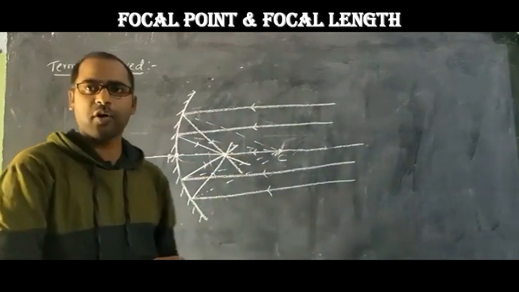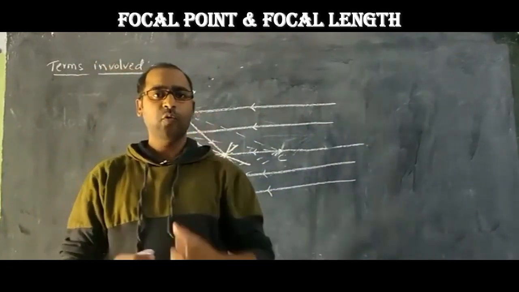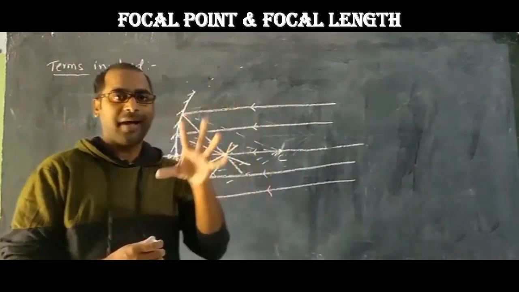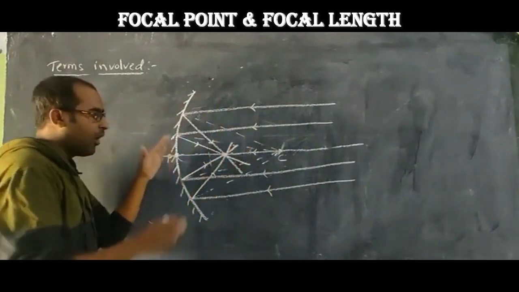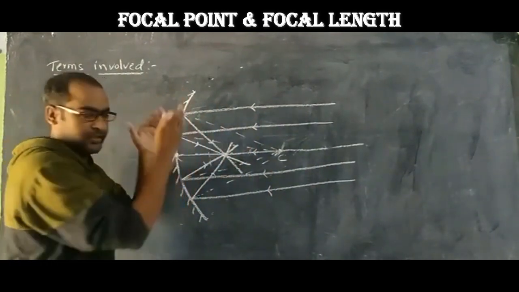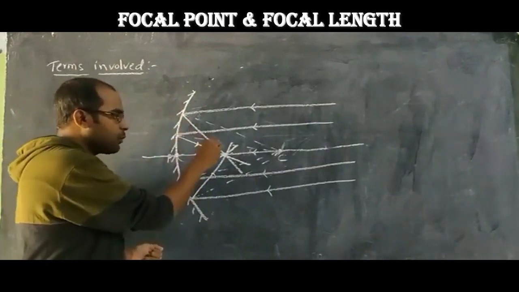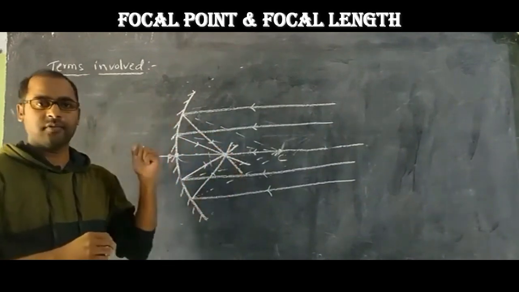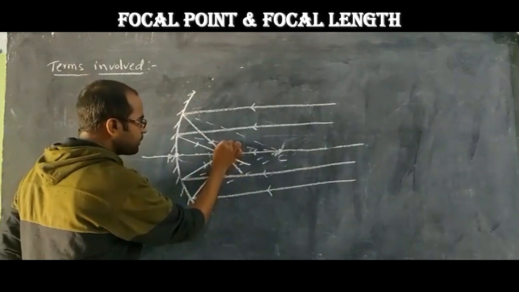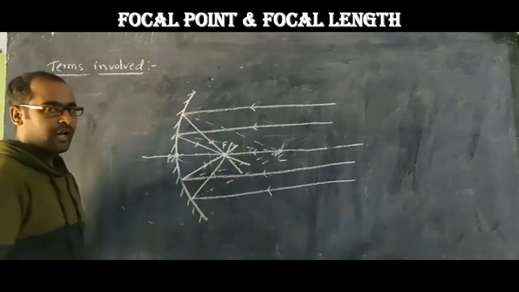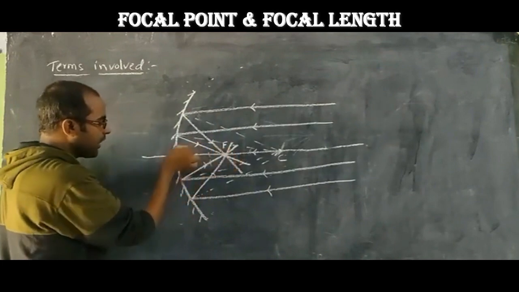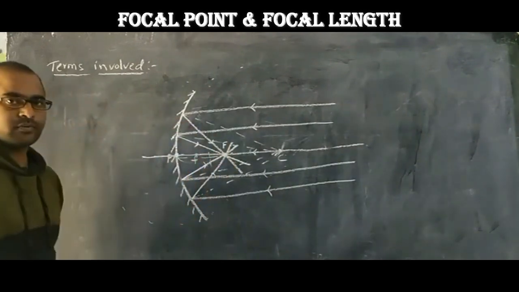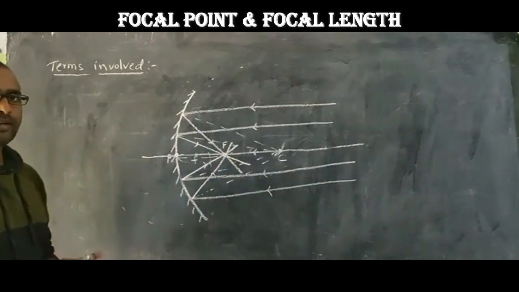So how can we define focal point or focus? Whenever the rays which are parallel to the principal axis are falling on the mirror, after reflection they converge to a point. That point is called a focus or principal focus or focal point, right? This focal point is represented by capital F, and the distance between this focal point and the pole is called the focal length, right? So how many terms did we get?